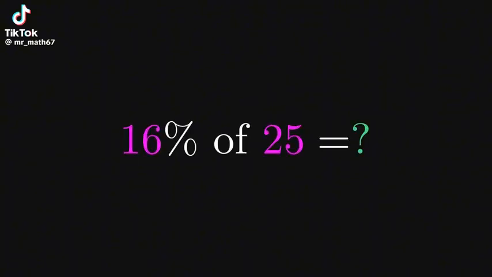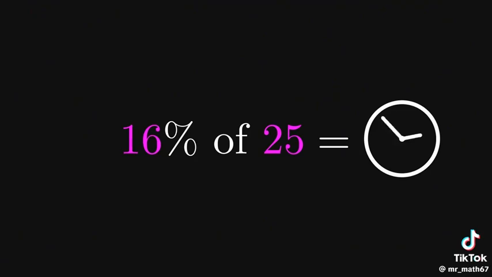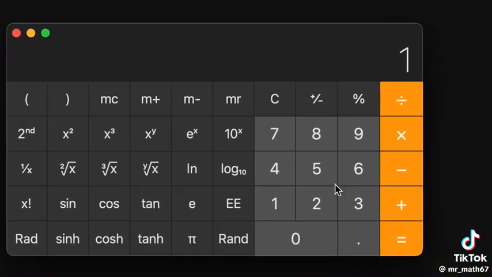If someone asks you 16% of 25, can you answer in 3 seconds? Most people panic a little and immediately open the calculator, type 16% and multiply it by 25. Or just like we used to do in high school, divide it by 100 and multiply by 25.